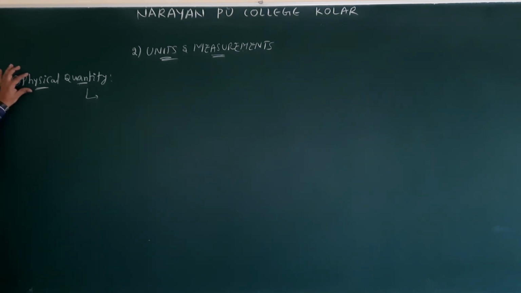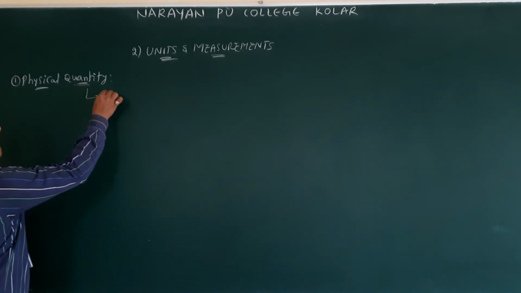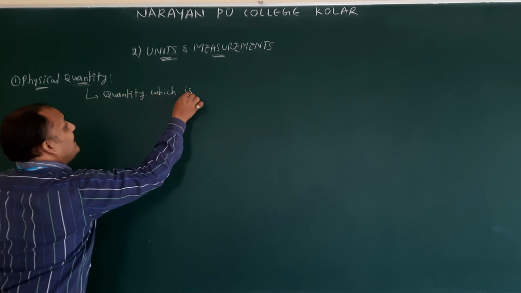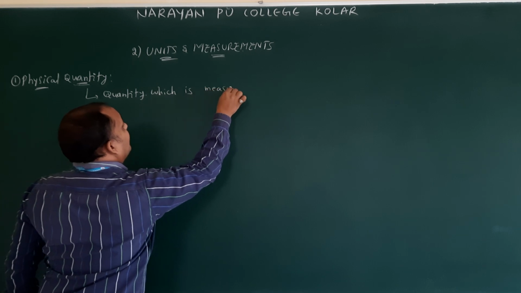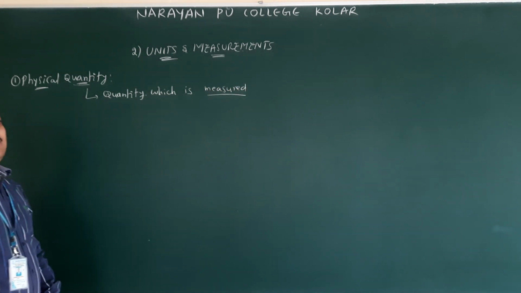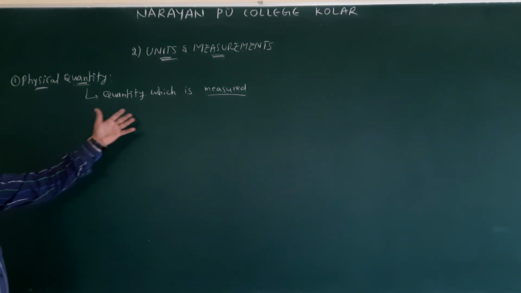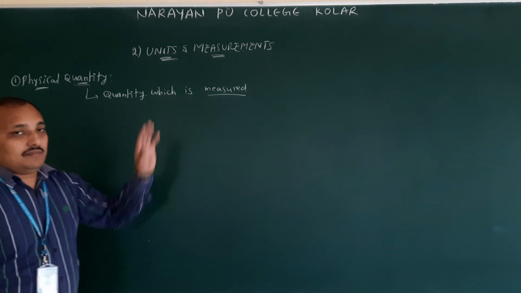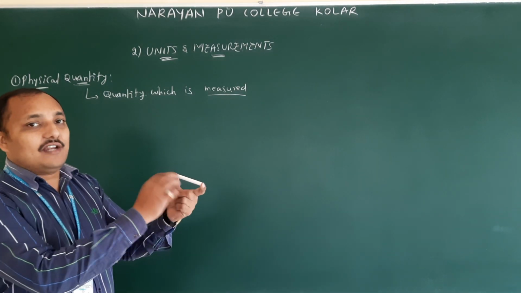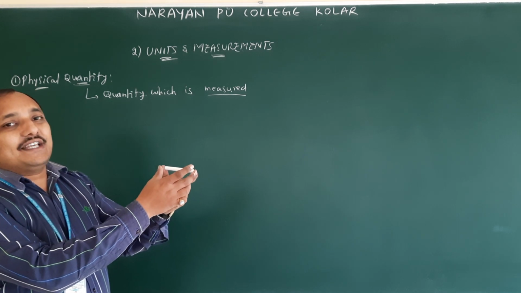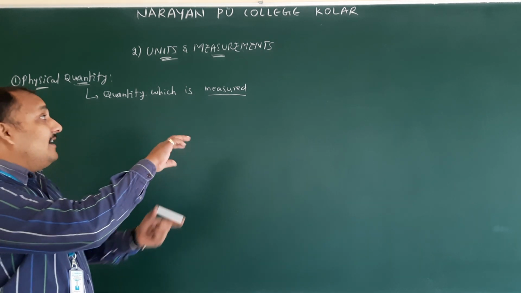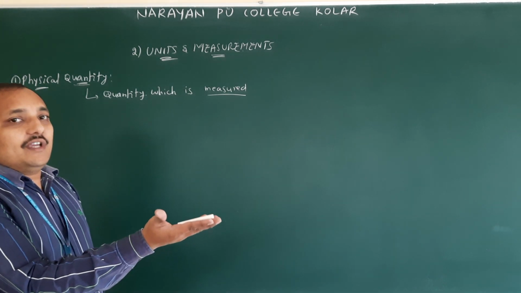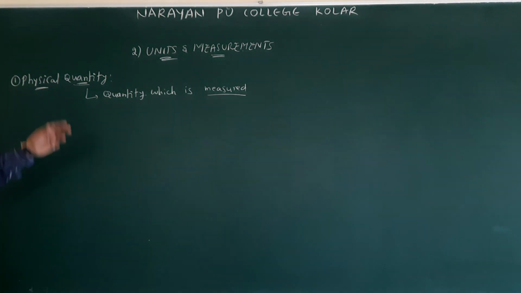So what is meant by physical quantity? The quantity which is measured, or which can be measurable, is called a physical quantity. Let us assume the mass of this chalk piece or the length of this chalk. Can we measure the length of this chalk piece? We can measure the length of the chalk piece. Therefore, length is a physical quantity. Can we measure the mass of this chalk piece? We can. Therefore, mass is a physical quantity.